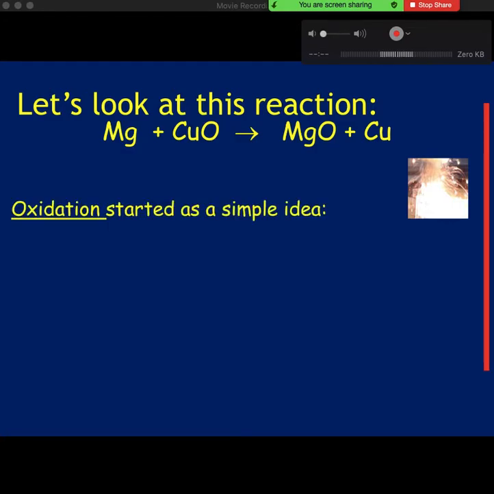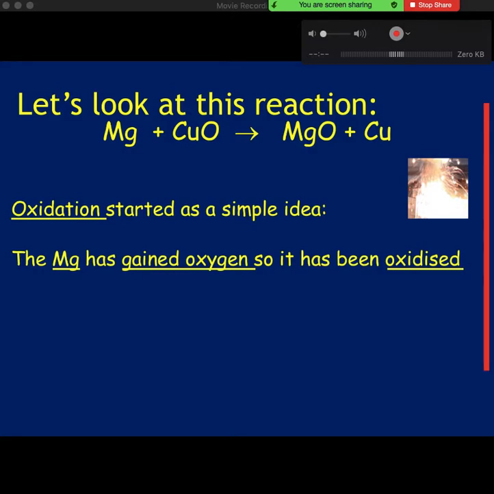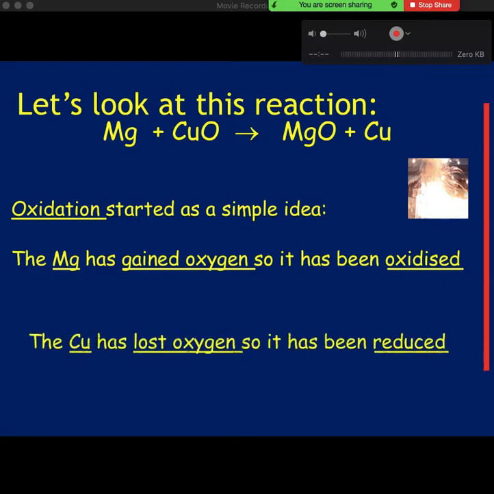Okay, so oxidation started off pretty much as a simple idea on the basis of the equation that you're looking at, because it's blatantly obvious from this that magnesium has gained oxygen, so therefore we can say it has been oxidized. We've added oxygen to it, and the flip is that copper has lost oxygen and it has been reduced. So reduction is when something loses oxygen, and it is the opposite of oxidation. So that's really easy to recognize in an equation like this, because it's blatantly obvious once you know your stuff.